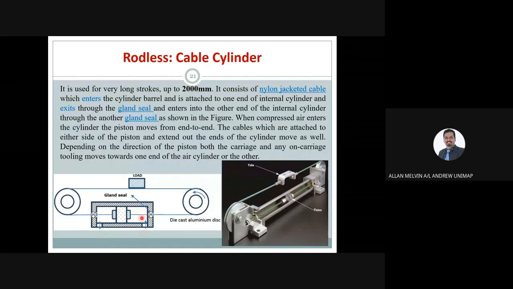If you supply air here, like the arrow, this piston will move to the left. Because the air enters here, it will push this piston to the left. When it moves to the left, the rope goes outward and creates a motion in the pulley, and this load will move to the right. Meaning the direction of the load is opposite to the direction of the piston inside this rodless cylinder. If air enters here, the piston will move this side, and the load will move to the left. So that is how the rodless cylinder works.